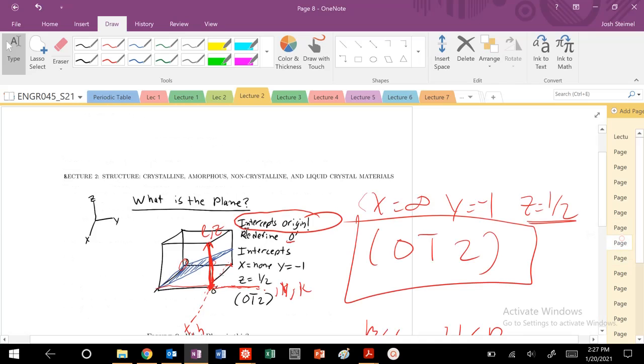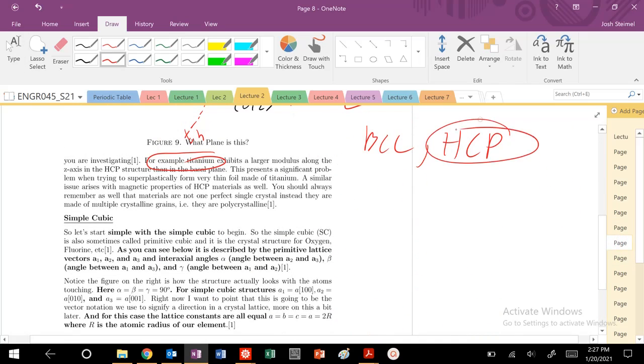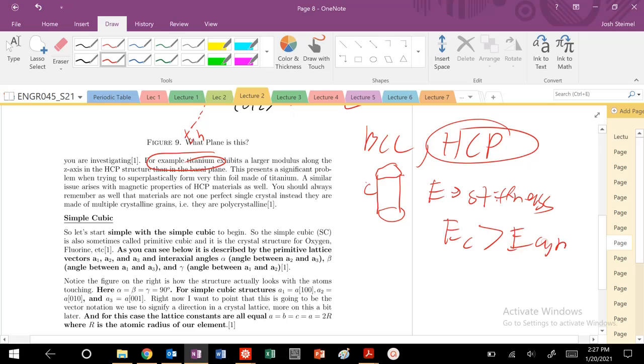So there's a unique property of titanium. If it's in this HCP structure, when you look at that elongated structure, I'm going to draw it horribly here, along the C direction, properties like your Young's modulus, capital E, which is a measure of the stiffness of the material, E along the C direction is going to be larger than your Young's modulus along the A or the B direction as well. So the properties will change, and it's a big problem when you're superplastically forming sheets of titanium. Your properties are going to change as well.